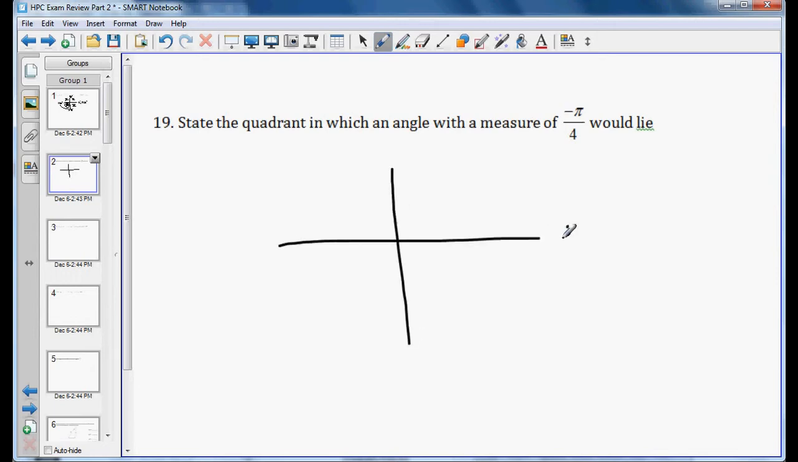So for radians, we'll do 0, and since we're going negative, we'll come around this way. This will be negative pi over 2, or negative 1/2 pi. This will be negative 1 pi, negative 3/2 pi, and then negative 2 pi. If it's helpful, think about this as a fraction. Another way you could write negative pi over 4 is negative 1/4 pi.